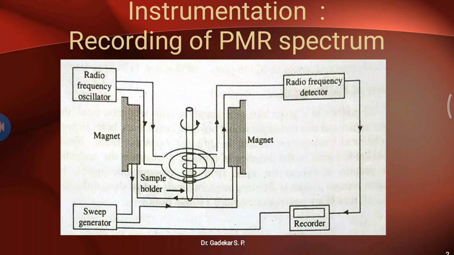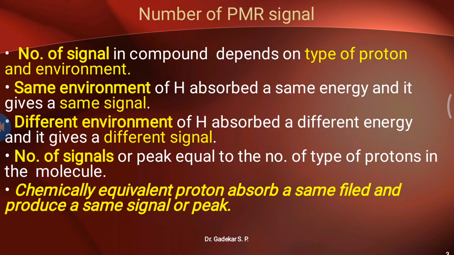Next is the number of signals produced. How many signals are produced in a compound? The number of signals in a compound depends on the type of protons and the environment of the protons.